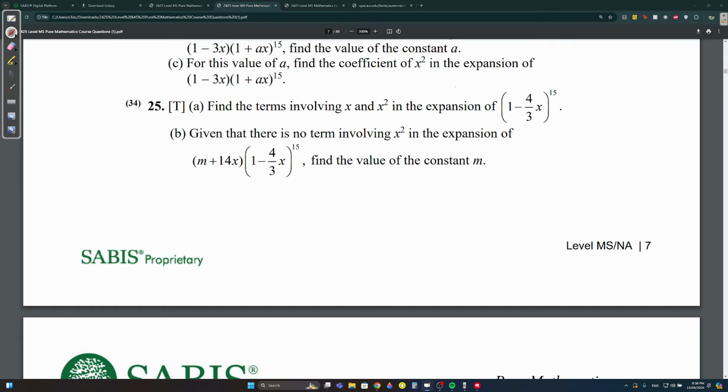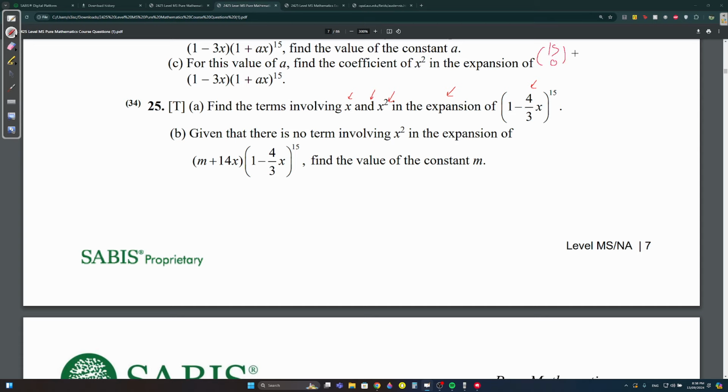Over here, question 25, part A. We expand this, find the terms involving x and x squared. They want k equals 1, 2, 3. Let's just expand for the first three terms and see what we get, okay? If you don't know what to do, let's just expand until the first three terms. Let's see what we get.